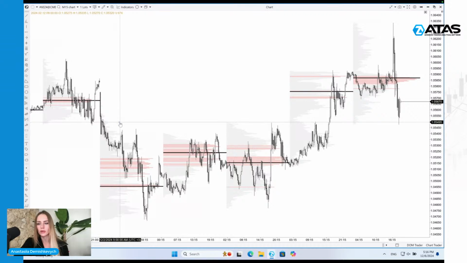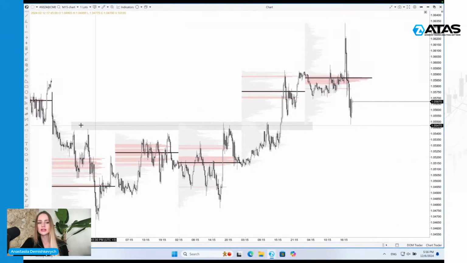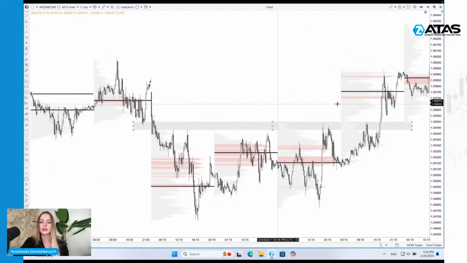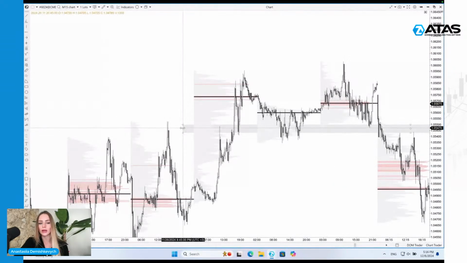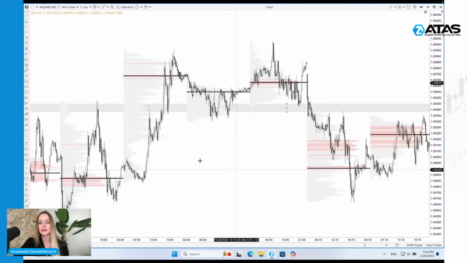0.54, 0.55 right here until the zone 0.5430 was actively tested throughout the whole week. So we see that the price has difficulties breaking through those levels. And if we scroll to the left side, we will see that this specific zone was already quite interesting for the price earlier. So we see that it's repeatedly tested it.